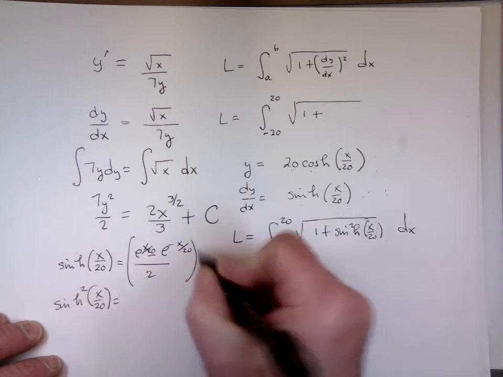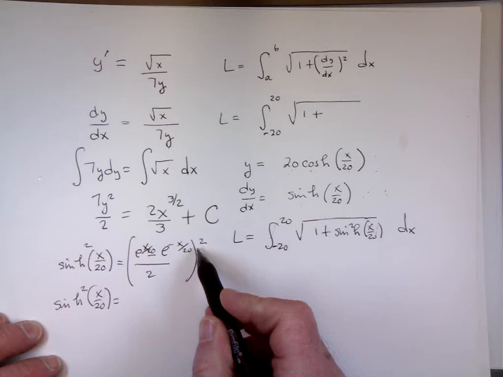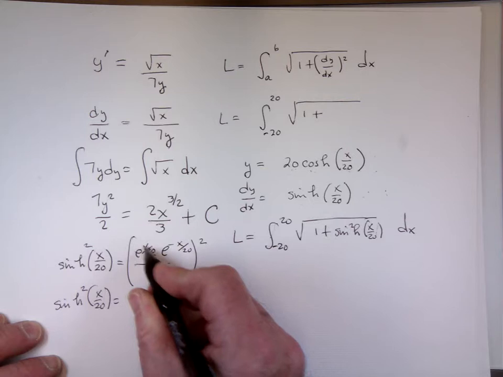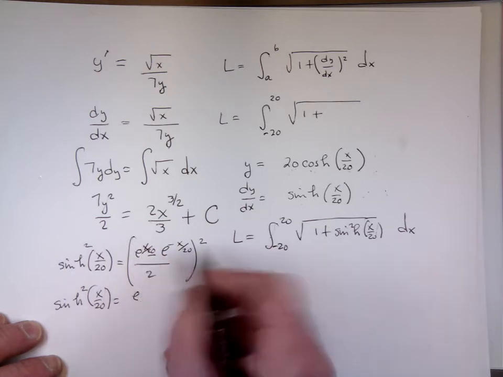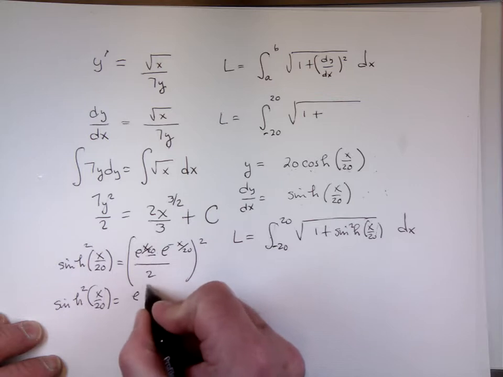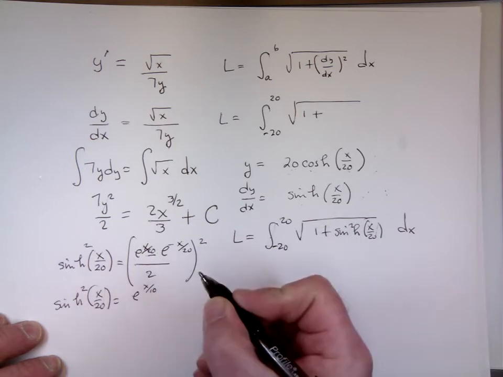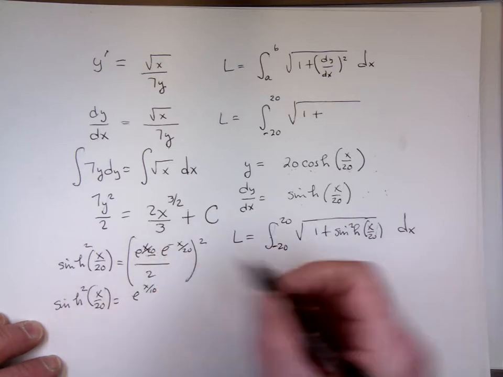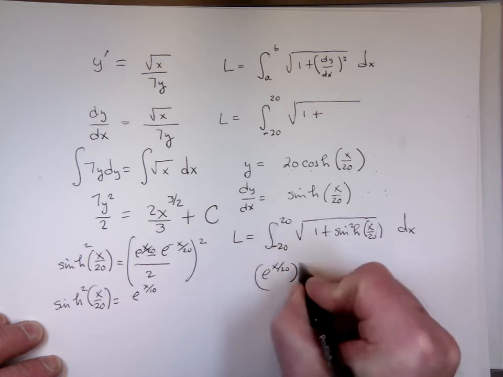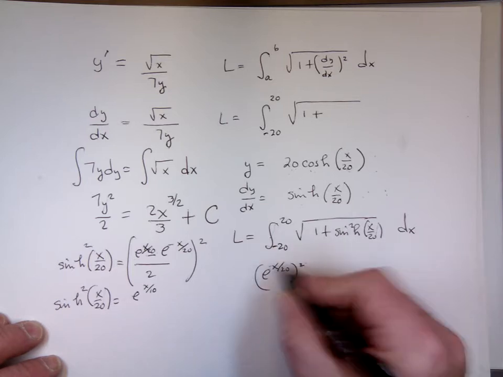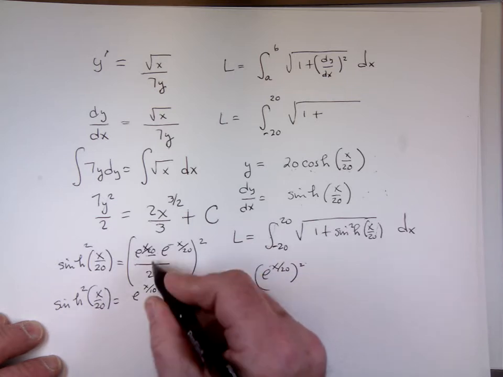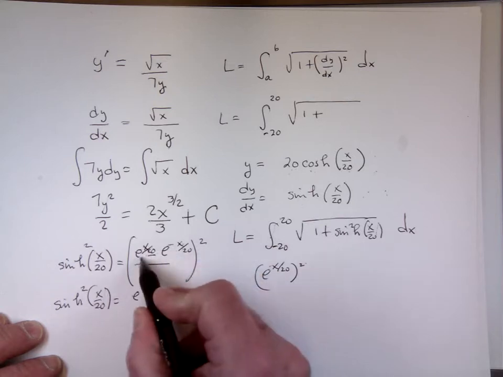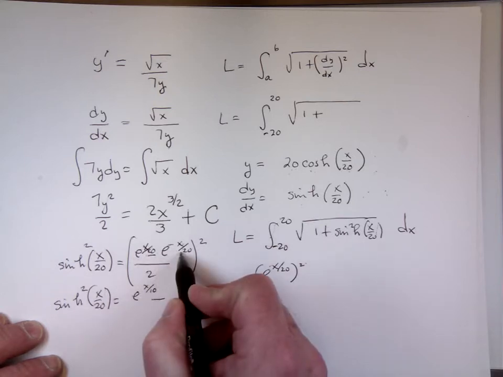You're going to square this. Okay? So when you square this, you're going to get this one squared. When you square e to the x over 20, it's going to be e, and when you square this, you multiply the exponent by 2, it's going to be x over 10. This is exponential functions. You get a middle term, but that cancels out. It's twice the product. When you take the product of these two, they cancel. You get e to the 0 or 1.